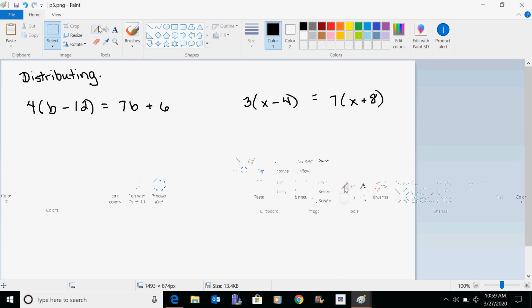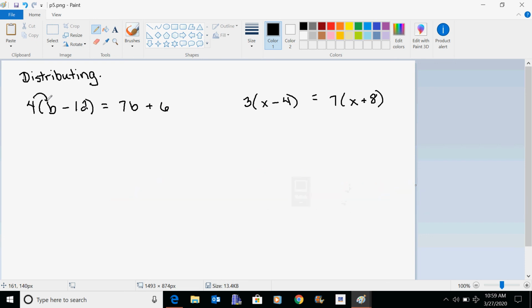When you need to distribute in order to solve, you've got a variable in here. You're thinking, wait, I've got variables on both sides. I want to move them. But this one's not free yet until you distribute the 4 in. So I end up with 4b minus 48 because I'm multiplying 4 times 12.